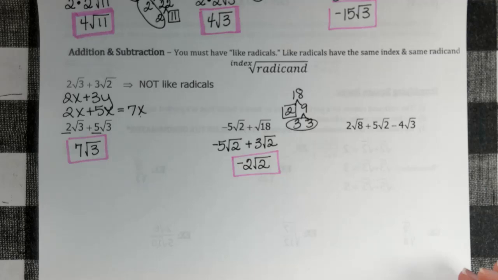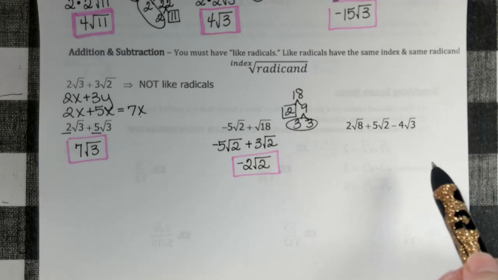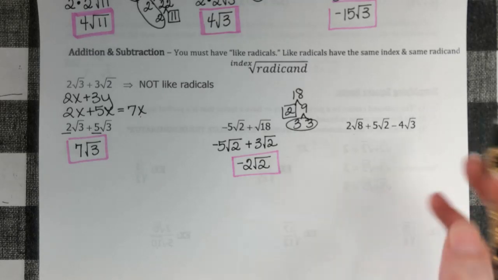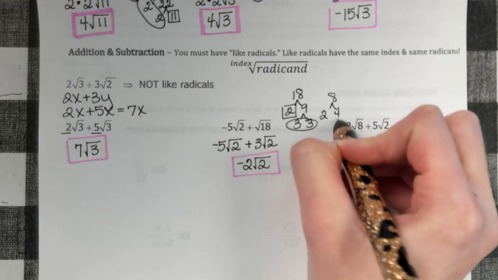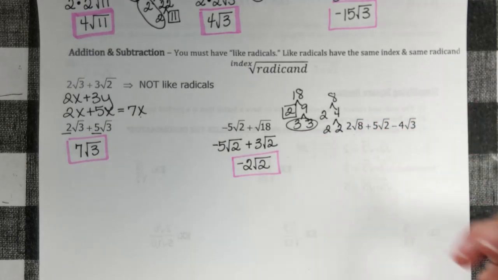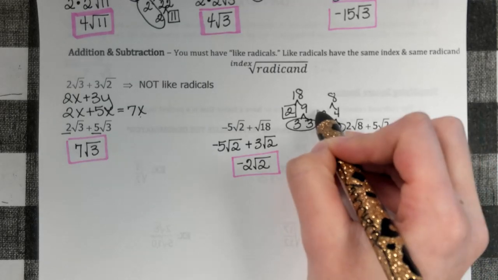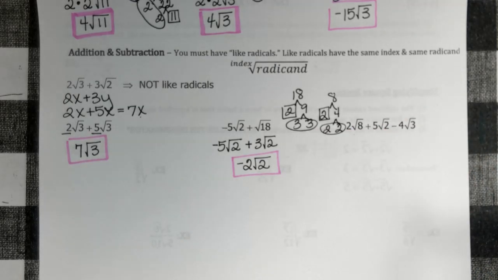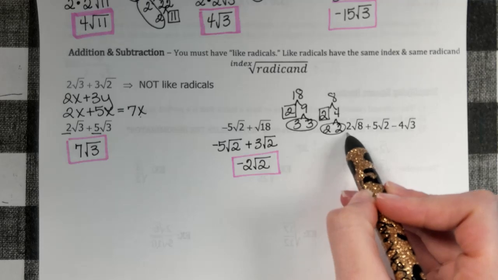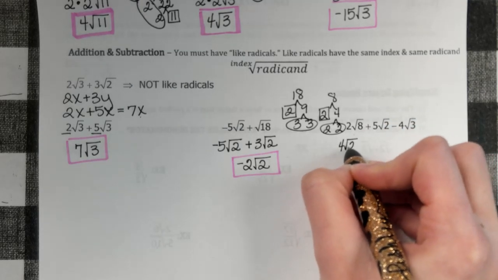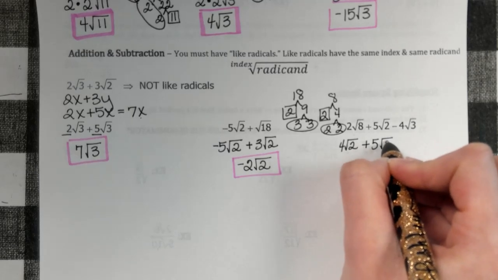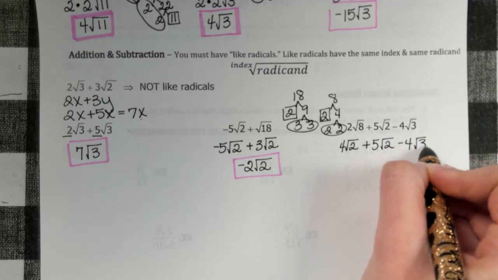So if I have 3 terms, I'm still going to see if I can simplify. If I have 2 square root of 8, I can simplify the square root of 8. That breaks into 2 and 4. 4 breaks into 2 and 2. So I have a pair of 2's with a 2 left over. I also have the 2 out front. So 2 square root of 8 simplifies to what? 4 square root of 2 plus 5 square root of 2 minus 4 square root of 3.